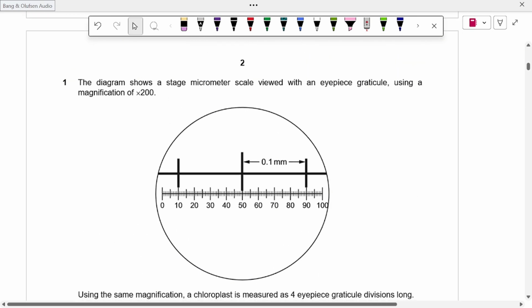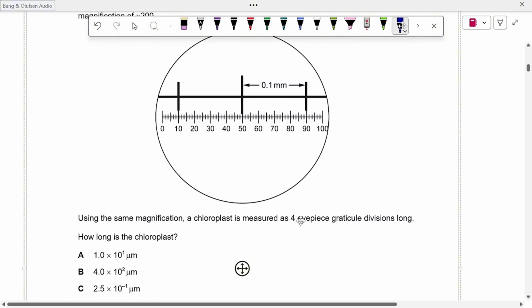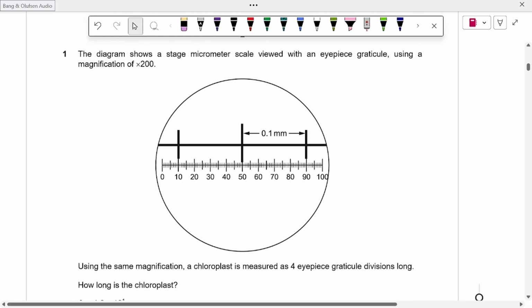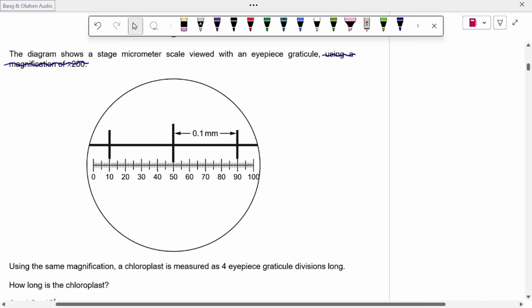Question number 1. The diagram shows a stage micrometer scale viewed with an eyepiece graticule using a magnification of 200. Using the same magnification, a chloroplast is measured as 4 eyepiece graticule division long. How long is a chloroplast? अच्छा हमें पता है to calibrate your eyepiece graticule, we do not need to look at the magnification. So you're going to ignore the statement using a magnification of 200 micrometer.